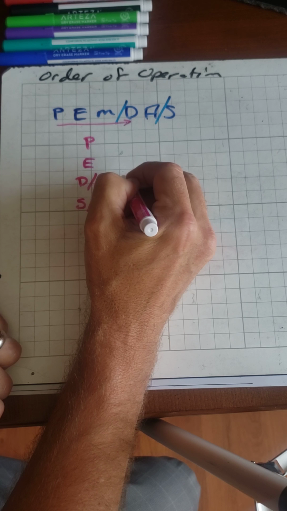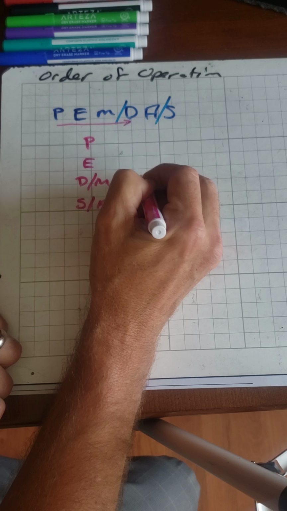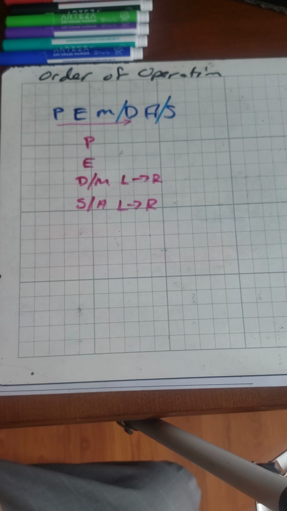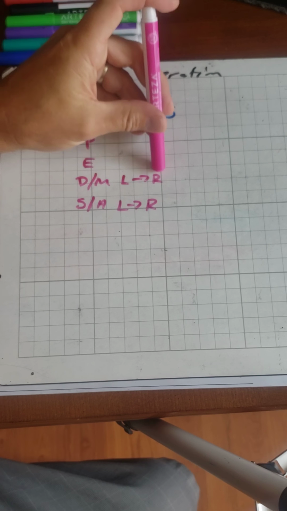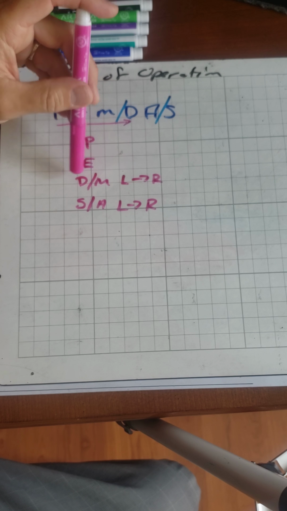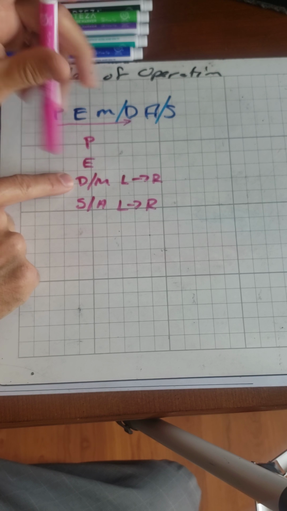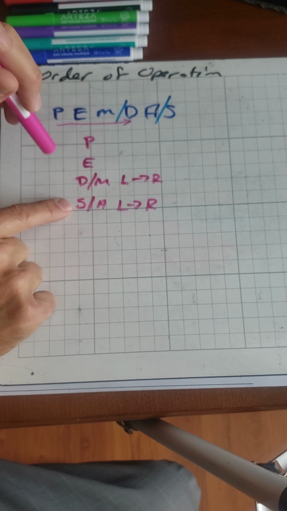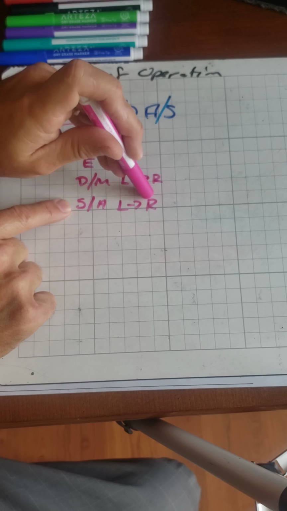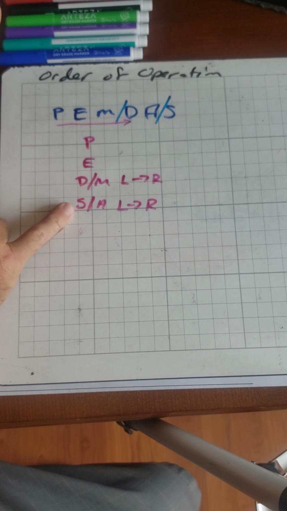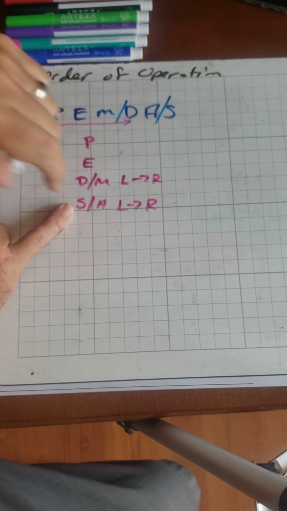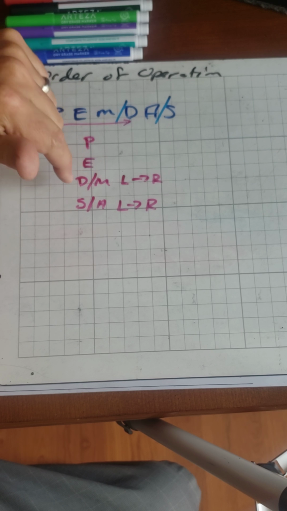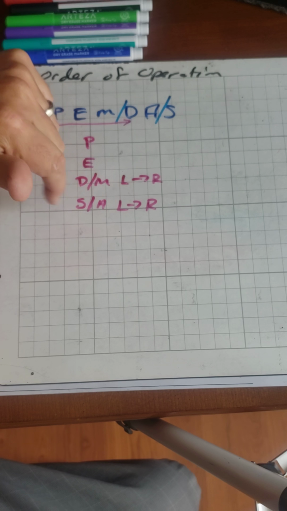I have my students do is on these 2, they do this, LR and LR. What does LR mean? It means left to right. So you're going to do whichever one of these comes first, the D or the M, from left to right. Then you're going to do whichever comes first, left to right, the S and the A. So you might subtract first, or you might add first. But you're not going to add before you divide or multiply. You're always going to divide or multiply before you add and subtract.